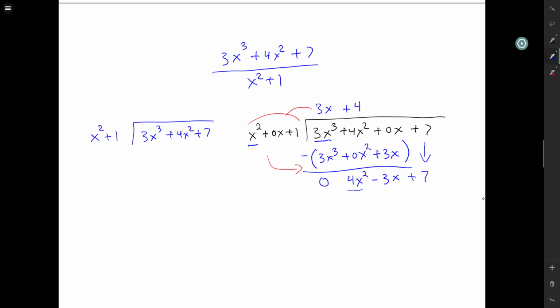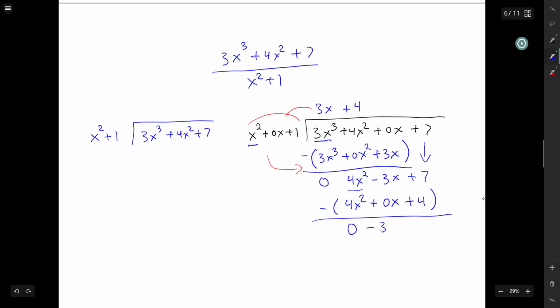And 4 times all of this will give me 4x squared plus 4 times 0 is 0, plus 4 times 1. And I'll do my subtraction. 4 minus 4 is 0. Minus 3 minus 0 is minus 3. And 7 minus 4 is 3, plus 3.